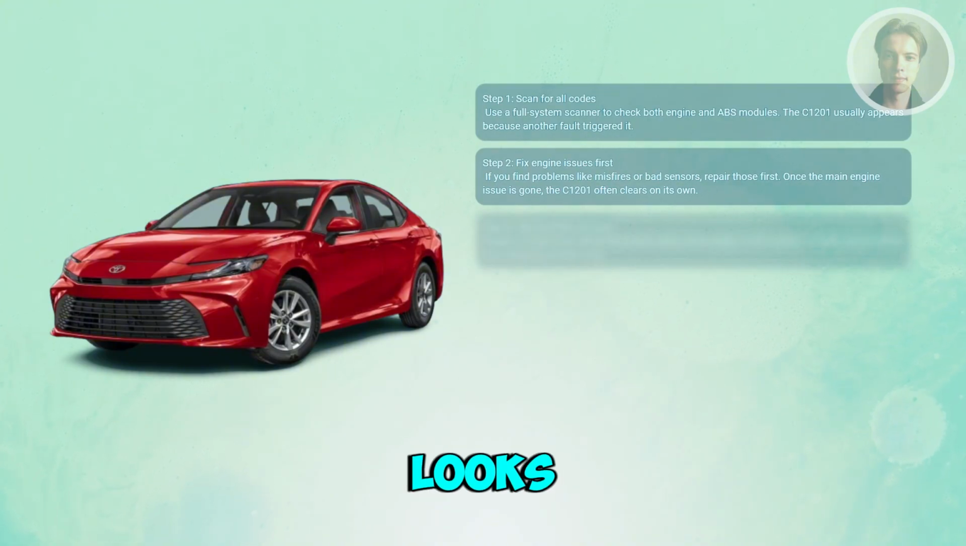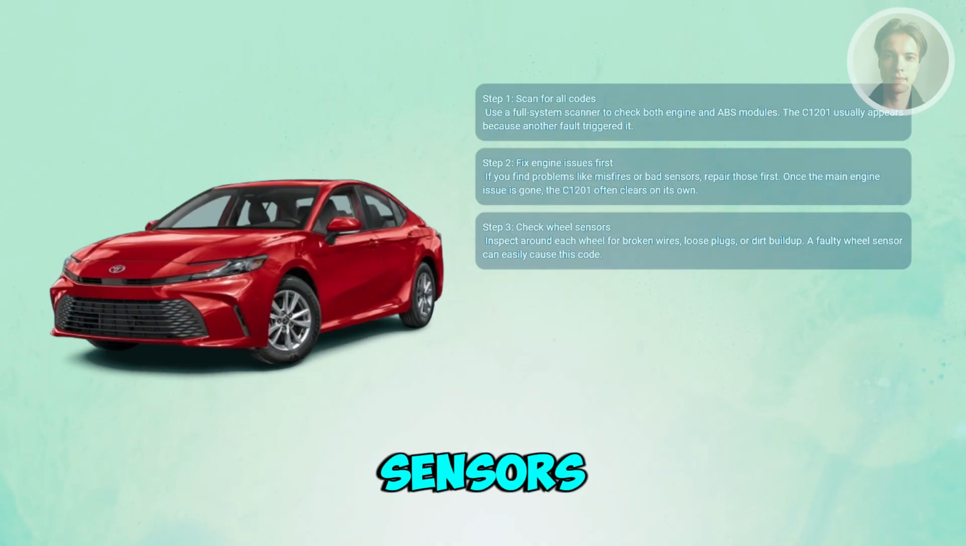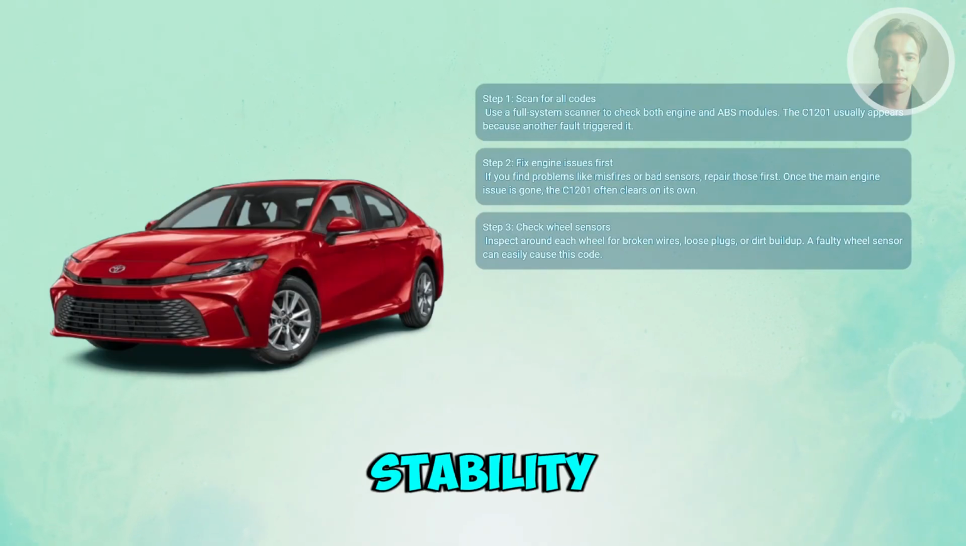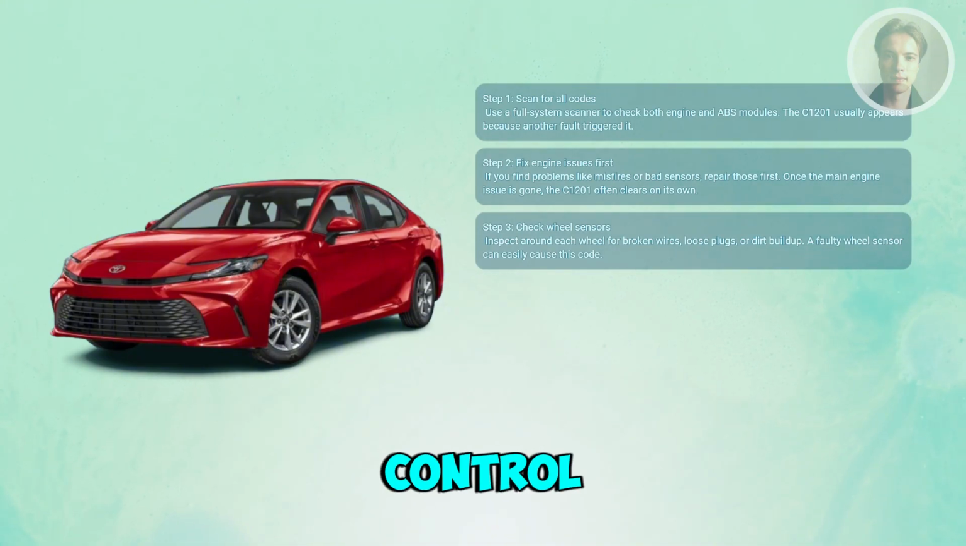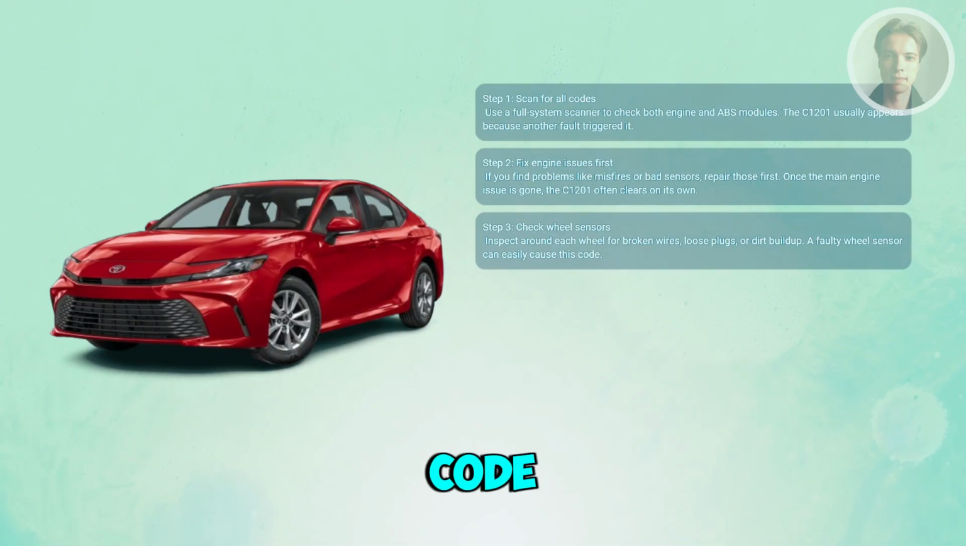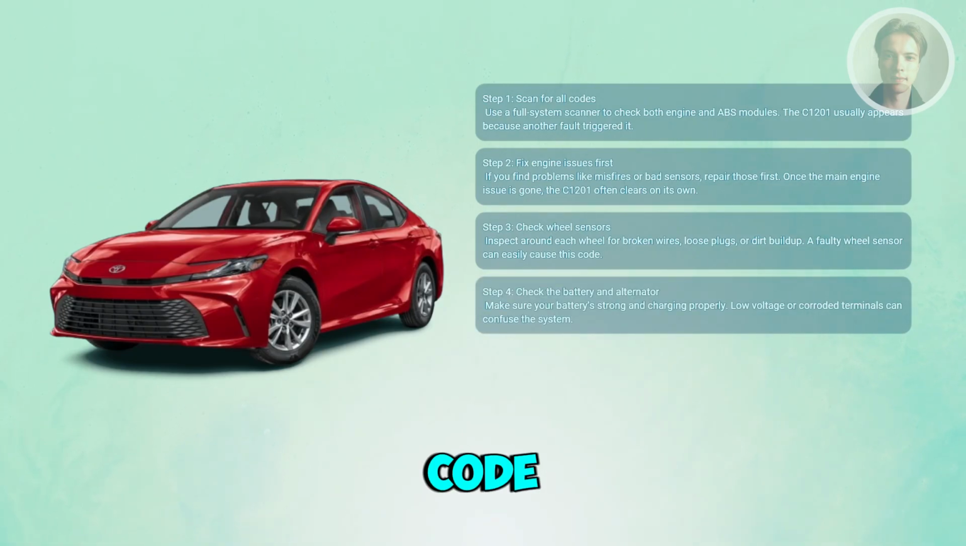Also, if your engine looks fine, shift your attention to the wheel sensors. Now, these small sensors near each wheel monitor speed and stability. Now, if one of them fails or a wire gets damaged, the ABS and stability system can throw a C1201 code. Now, take a look for frayed wiring, loose plugs, or mud and debris that might be covering the sensor head.